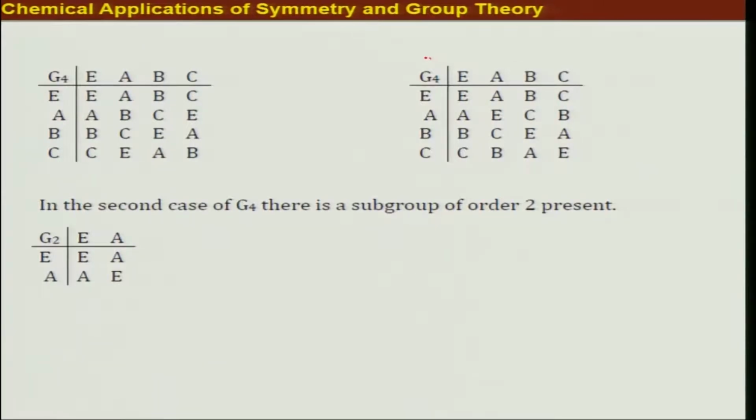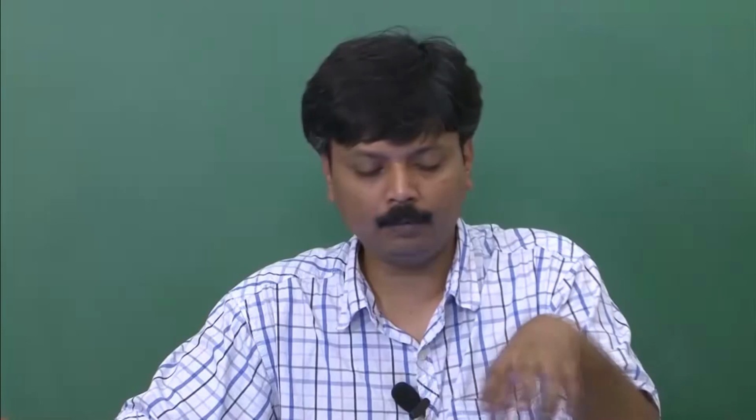Now you can see that these two are two different group multiplication tables. So, you can actually form more than one type of group multiplication table for certain orders. Okay. So, G4 is an example. We will not be deriving this group multiplication table.